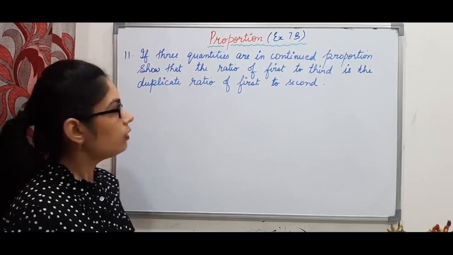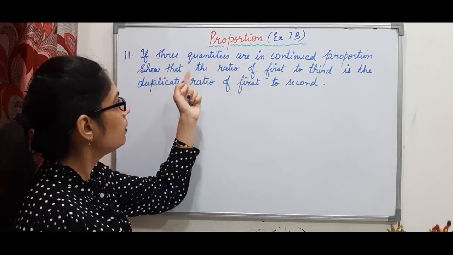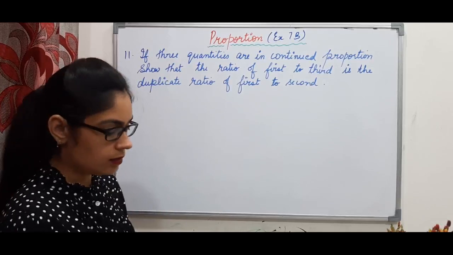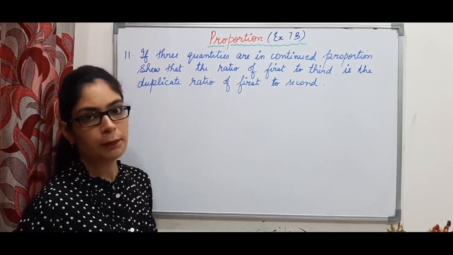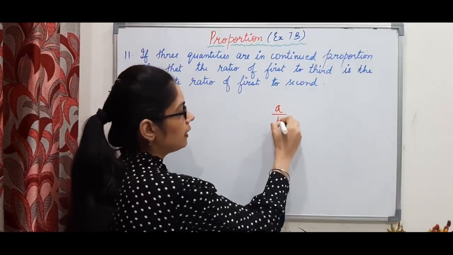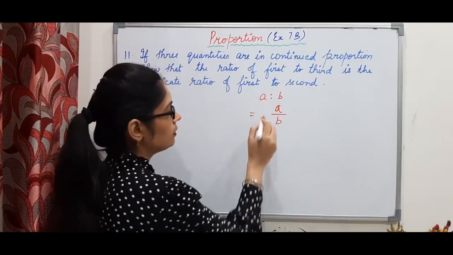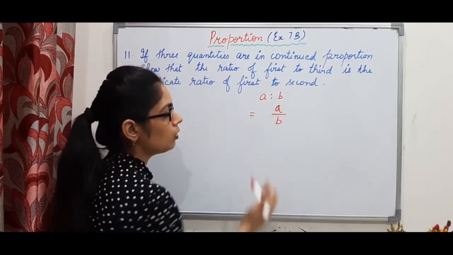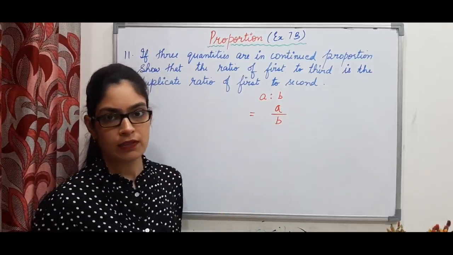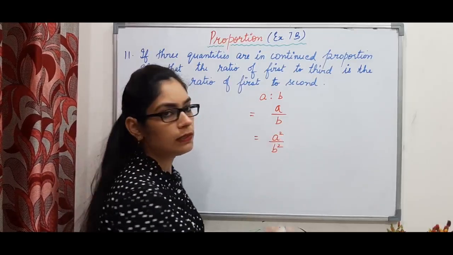In the 11th question, it's given: if three quantities are in continued proportion, show that the ratio of the first to third is the duplicate ratio of first to second. See, before we do this question, I'll explain the meaning of duplicate ratio. Ratio means writing any number as a fraction, like A is to B, I can write it as A by B. That is the ratio of A and B. Now its duplicate ratio will be A square by B square. Only that square we have to do.